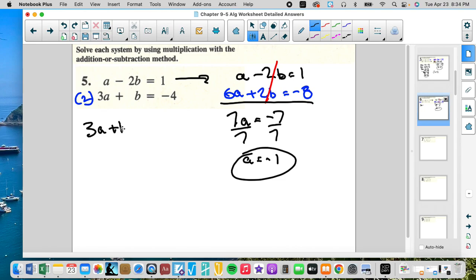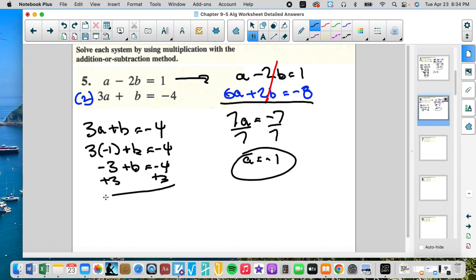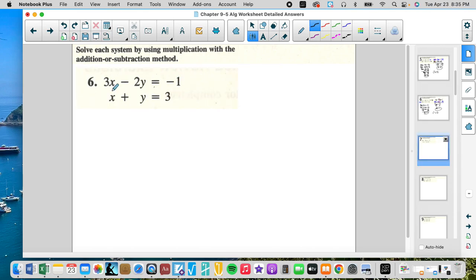3a plus b equals -4. Plugging in -1 for a, -3 plus b equals -4. Add 3, add 3. b equals -1. We get -1, -1 as our coordinate.